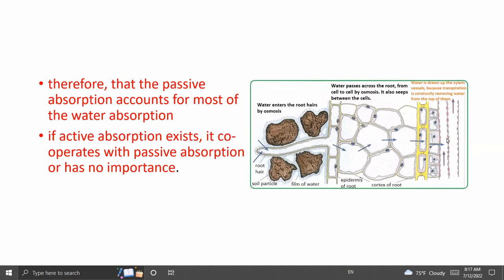Okay. When transpiration is there, it pulls the water from this tube. Then there is a tension generated here. When the tension is created, it has to be filled somehow. So the nearby cells help to fill this tension by passive absorption. It pulls.